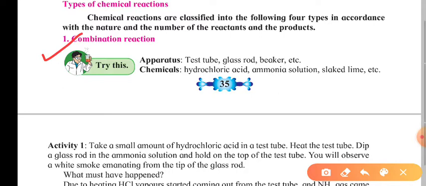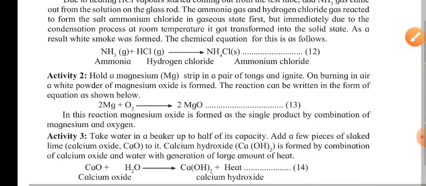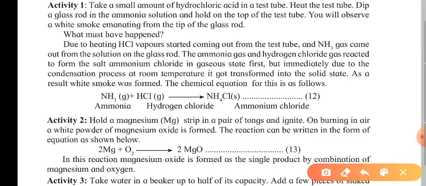By the word itself, combination means combining. If two or more reactants are chemically combining and forming a single product, then that kind of reaction is called a combination reaction. You can see the examples over here, like ammonia and hydrogen chloride. These two are combining and forming a single compound, that is ammonium chloride.